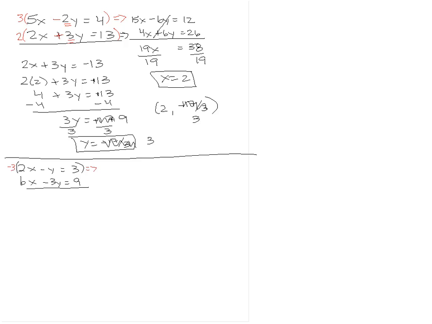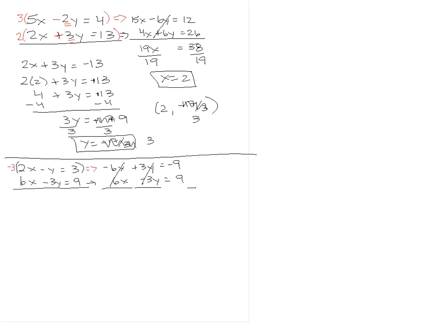Will my x's cancel out? I get negative 6x, positive 3y, and negative 9. And this one I don't change. Positive 6x minus 3y equals 9. Do my 6x's cancel out? What am I left with?